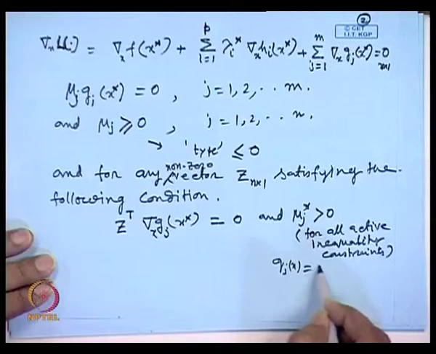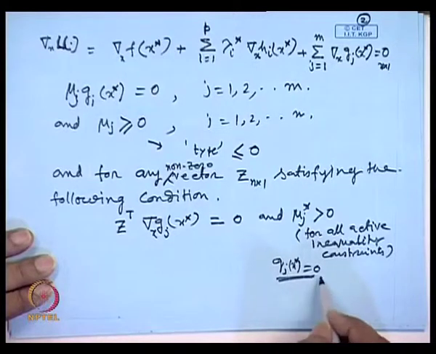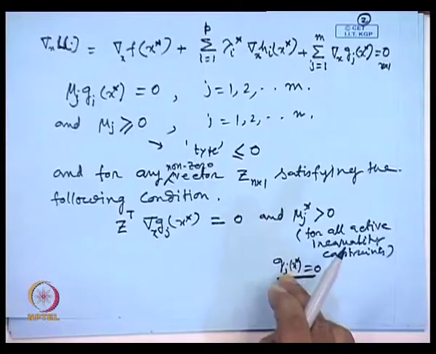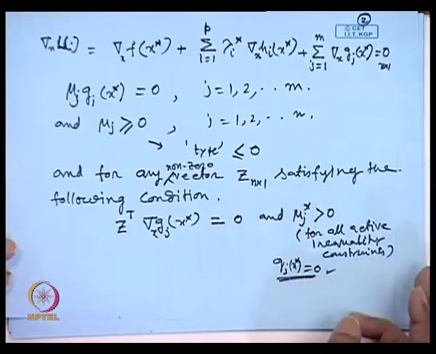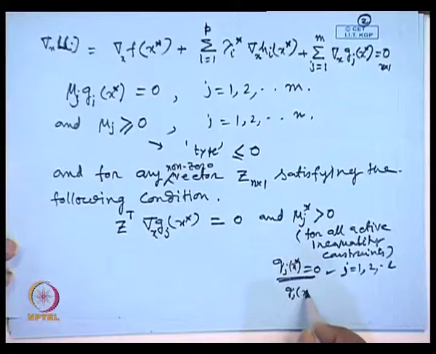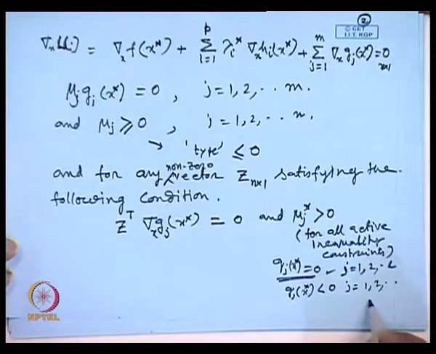For all active inequality constraints: if x star is a regular point, then at that point, if g_j(x) is equal to 0 at x equal to x star, it is called an active constraint. We have m inequality constraints. Out of the m, at the regular point, say l is the number of constraints satisfied with equality, and the remaining m minus l satisfy the inequality conditions: g_j of x star equal to 0 for j equal to 1 to l, and g_j of x star less than 0 for j equal to 1 to m minus l.